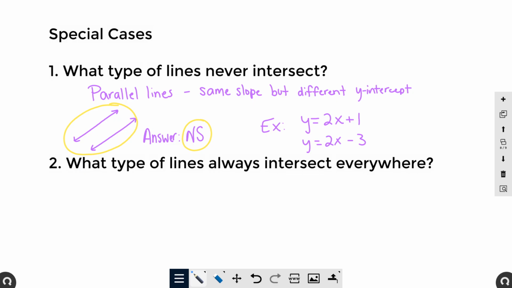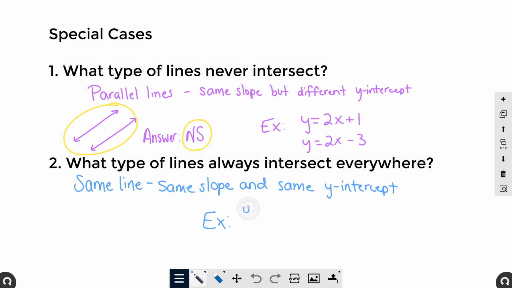They're what? The same line. And what makes them the same? Well, that's if they have the same slope and the same y-intercept. So an example of that is like y equals 2x plus 1 and y equals 2x plus 1. And it may be that you don't see it as y equals 2x plus 1 until you start to graph.